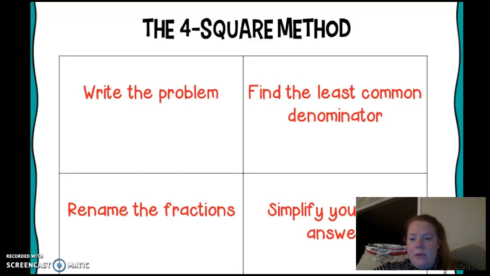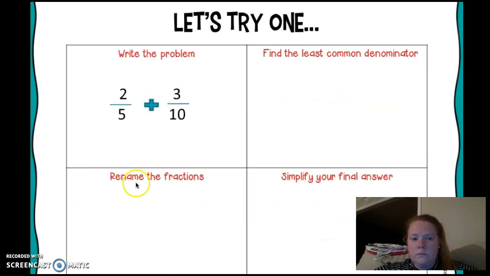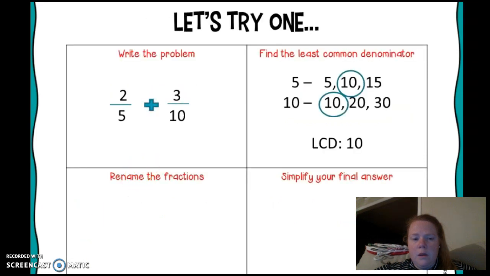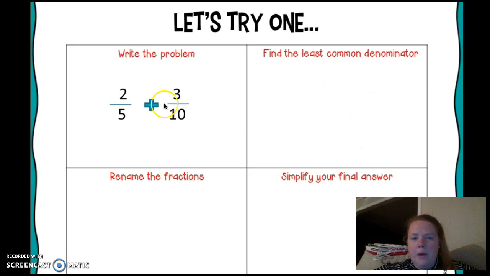So the Foursquare method, remember, step 1, you can remember it by PLSS. Problem, least common denominator, solve, simplify. So that's what we're going to start with today. Oh, it skipped a step. Hold up. All right, here we go. So we've got write the problem.